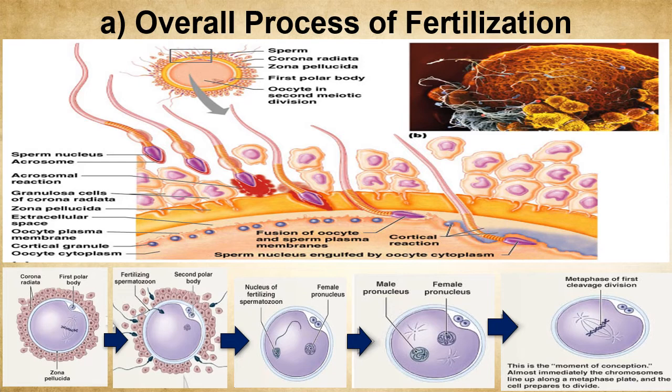The entry of sperm stimulates the secondary oocyte to complete meiosis II. Ovum and second polar body are formed. At this stage, each nucleus of the sperm and ovum is known as pronucleus. Fusion of male and female pronuclei produces a diploid zygote. DNA synthesis begins, and the first cell division occurs to produce a multicellular zygote that will develop into a multicellular fetus.